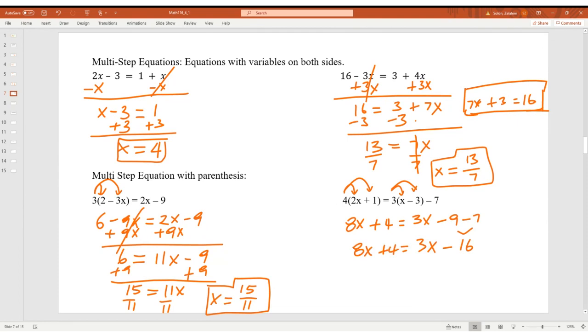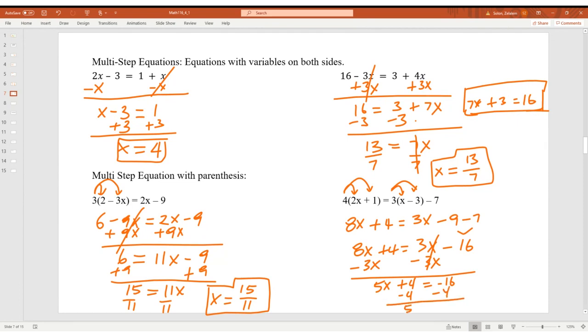Now I have to move the variable to one side. So I see 3x, which is less than 8x. So I'll take away 3x on both sides so that the variable will be on one side. So you have 5x plus 4 equals negative 16. So I have to take away 4. Just undo addition. Minus 4, minus 4.